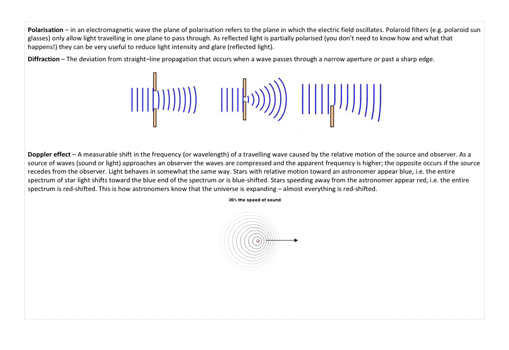Okay, so just continuing on here. Polarization, it's really just summarizing what I said before. In an electromagnetic wave, the plane of polarization refers to the plane in which the electric field oscillates. Polaroid filters, e.g. Polaroid sunglasses, only allow light travelling in one plane to pass through. This is the bit I didn't talk about. As reflected light is partially polarized, you don't need to know how and why that happens. They can be very useful to reduce light intensity and glare.